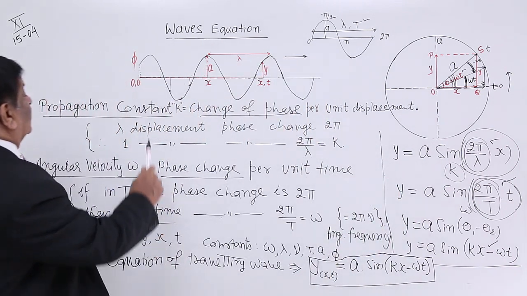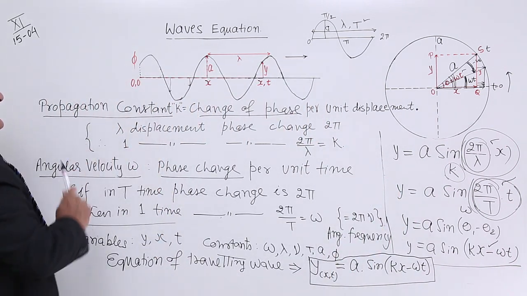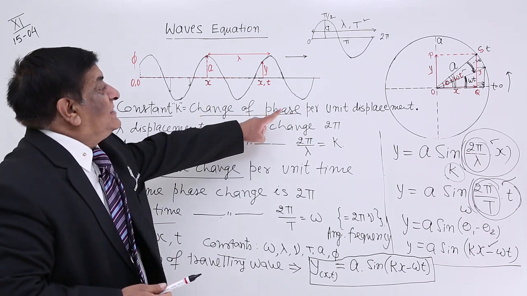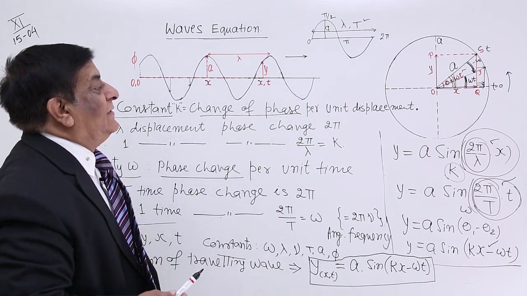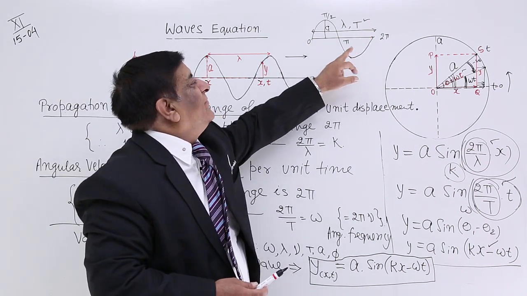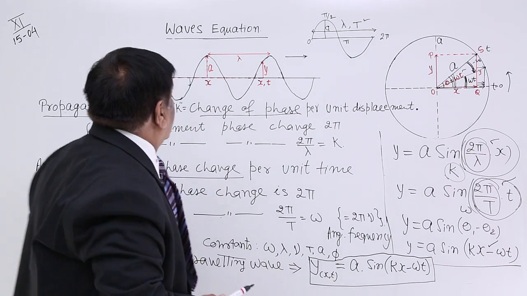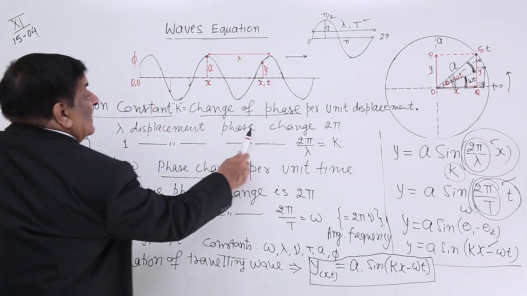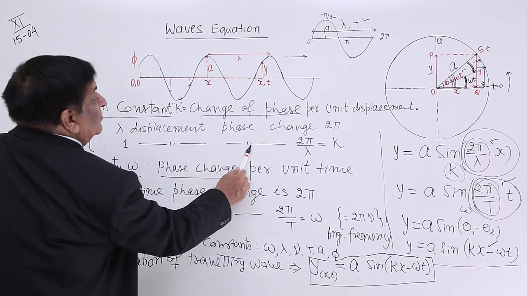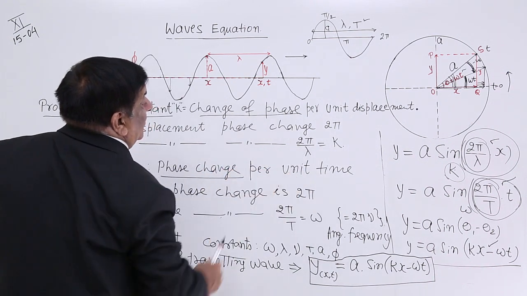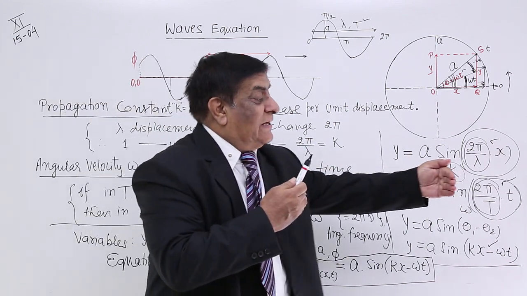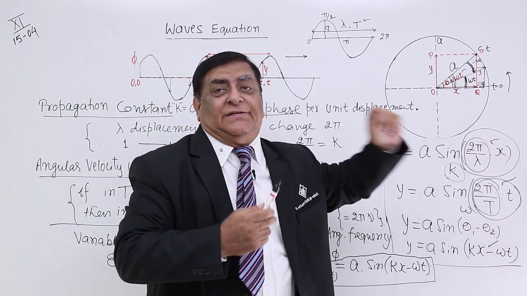We will call it propagation constant. How can we define it? This is the change of phase per unit displacement. That means if there is a displacement of lambda, how much does the phase change? 2 pi. With lambda displacement, the phase changes by 2 pi. Therefore, with unit displacement, how much is the phase change? 2 pi upon lambda. Unit means the wave moves 1 meter. There is a change of phase.